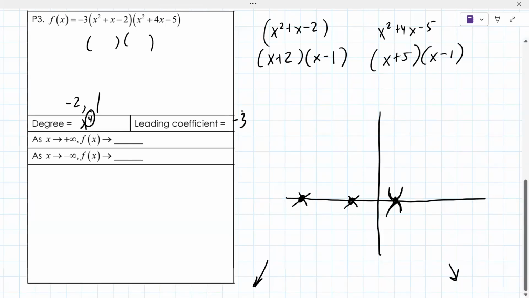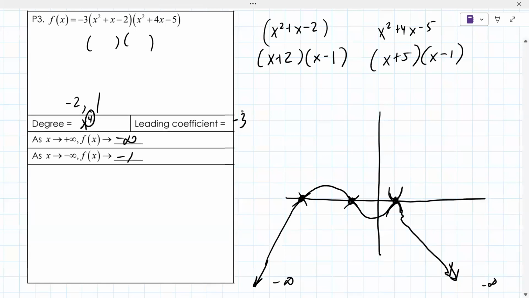Wait, wouldn't it? Oh, wait, never mind. I was thinking of odd. Yeah, it would be the same way. So it comes up, crosses, crosses, bounces, and then goes down. And this also gives you the end behavior now, because it's negative. Both of them are negative infinity. Very good.